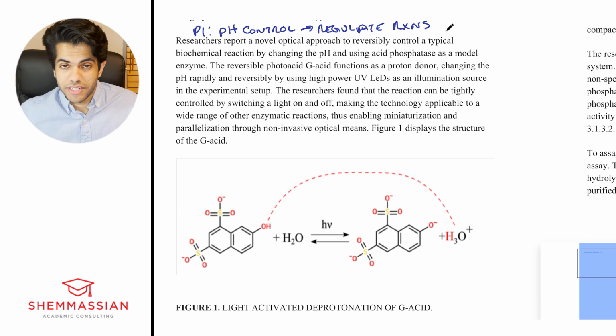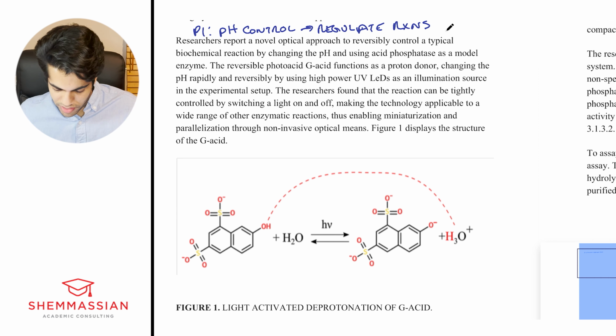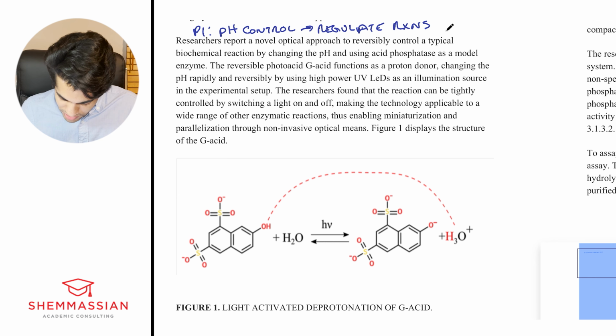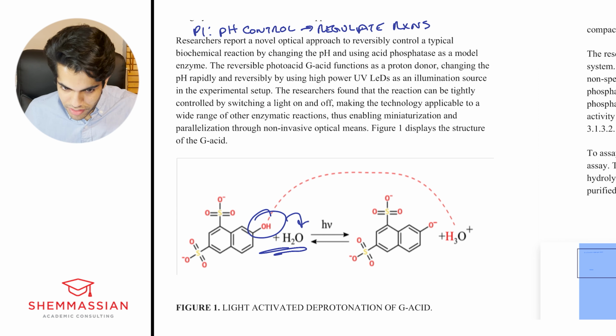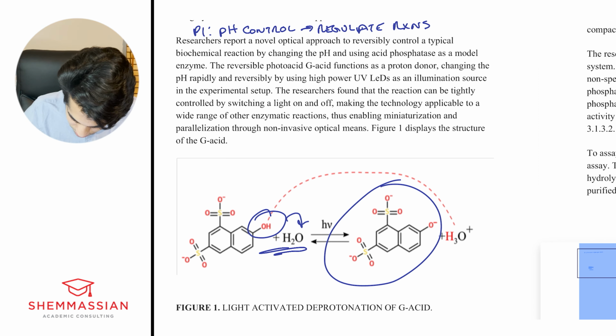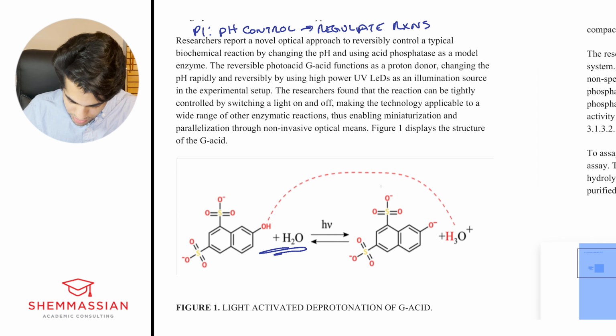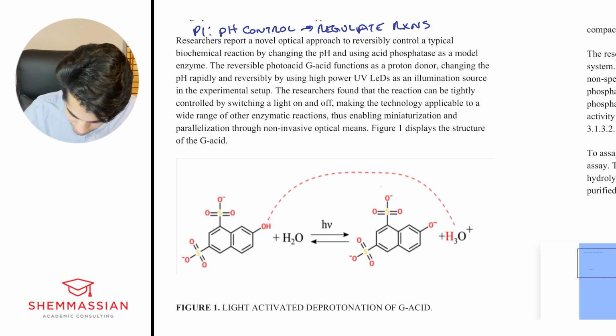All right, so it seems like now we're getting into the meat of it. Here we're introduced to this photoacid, this G acid, and it's basically reacting with water. And it seems like there's some acid-base type chemistry going on here where we have a proton being donated to our water and we get this deprotonated version of our G acid. So just to summarize this, I would put, we have our G acid plus water leads to G acid deprotonation.